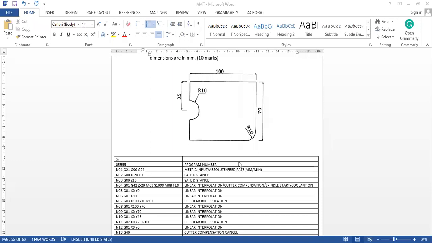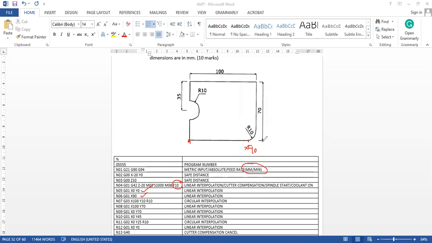G01, X0, Y0 means the tool position is like this. Then next is G01, X90. So G01, X90 means this is the X90 position. You have to enter the feed value, and you already entered the feed value. Here you can see the feed value is 10, and the feed unit is millimeter per minute.